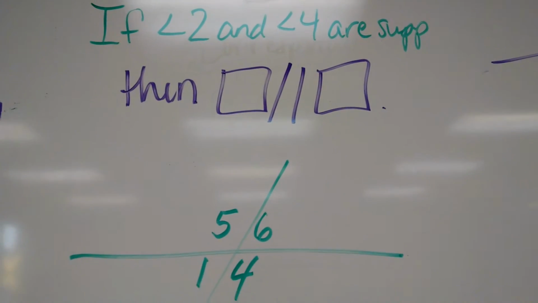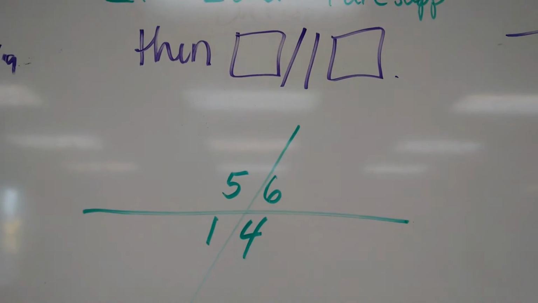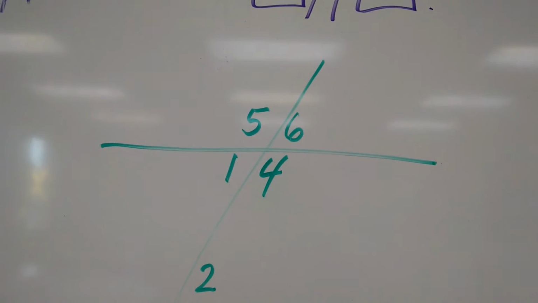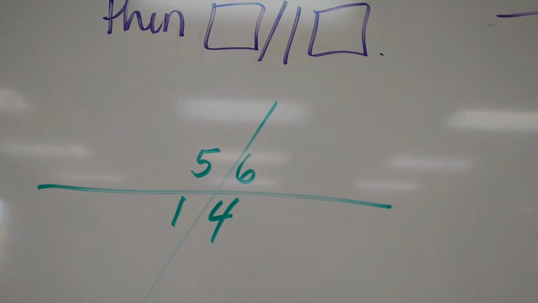Okay, so theorem 3.6, going back to the first page because you should have completed 3.7 by this point, says the converse of the same side interior angles theorem.